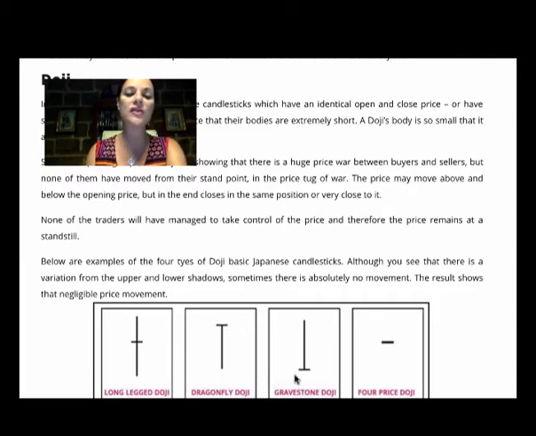The gravestone doji, in this case, we have the sellers looking like they're flexing their muscles big time because the price started at this low point. It managed to go all the way up, but you had very, very strong opposition from the sellers, and they managed to close the price at the same level. The 4-price doji is not a place you want to be. Although gravestone doesn't sound too great either, the 4-price doji means that the price is very static, with buyers and sellers doing practically nothing about it.